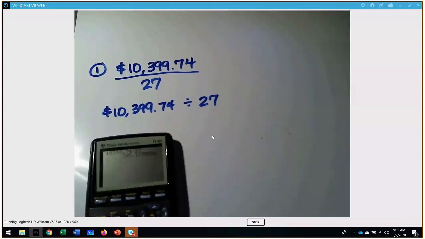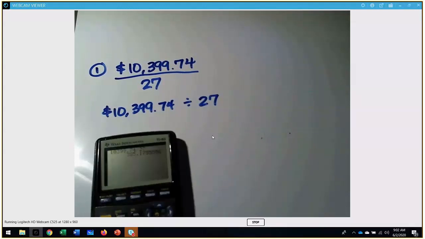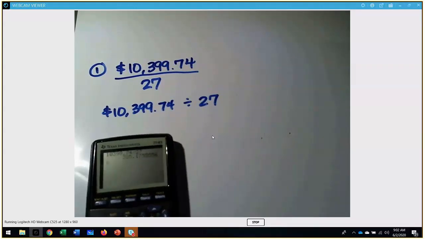So I plugged in $10,399.74 divided by 27, and I got 385.17, and then the 5 looks like it's repeating.